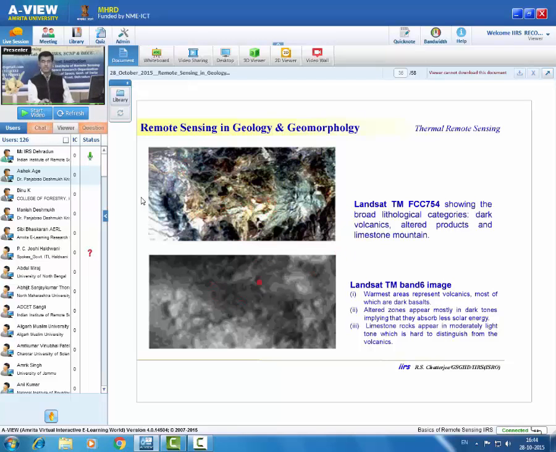But in the thermal image, if you see what happens, the volcanics give you the brighter signature, isn't it? Because it absorbs a lot of solar radiation. Whereas the altered zones appear in dark tones. Why? Because here the solar radiation absorption is much less. Whereas in the case of limestone, it appears in between. This is a moderately light tone. So sometimes it is difficult to distinguish it from the volcanics as well.